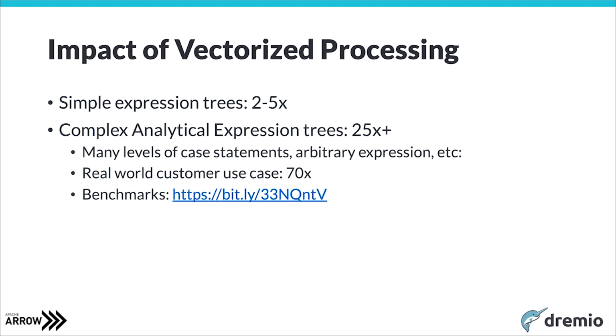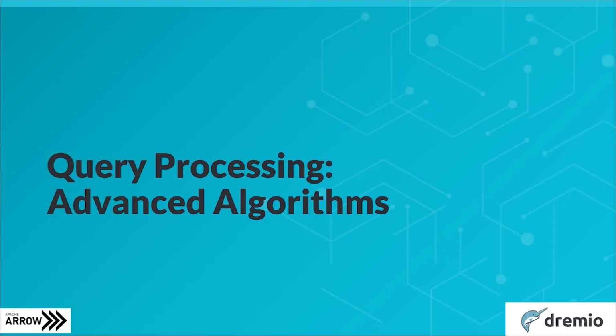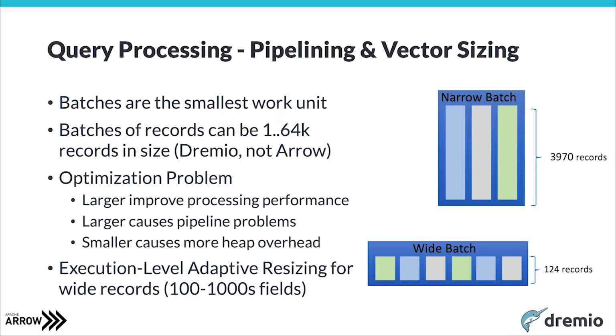And so I've got a benchmark link there, which is one of our customer scenarios where we applied Gandiva and saw a 70x improvement in real world performance. And so that's not going to be every use case, but it's a fairly powerful thing that we found useful. So that was Gandiva. Now there's a lot of other algorithms that you start to deal with once you're dealing with Arrow memory. I'm going to cover a couple of others.